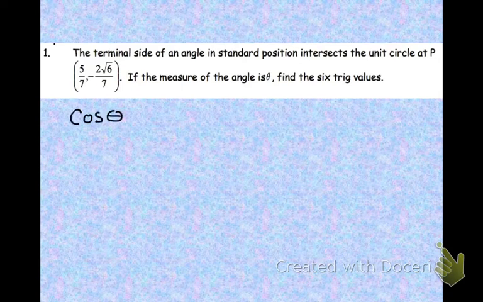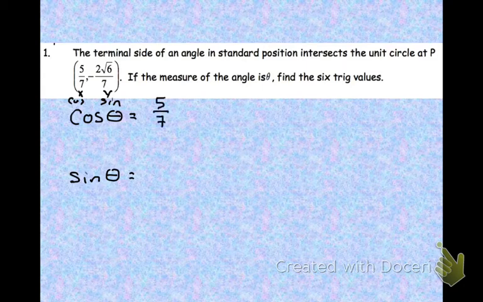So cosine of theta and sine of theta should be really straightforward. Because remember that these are not only x's and y's, but it's also cosine, sine. So cosine of theta is going to be 5 over 7. And sine of theta is going to be negative 2 square root of 6 over 7.